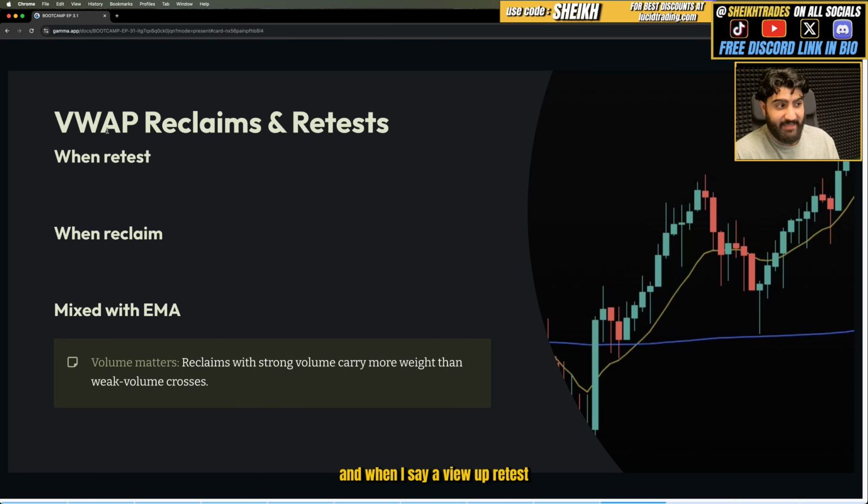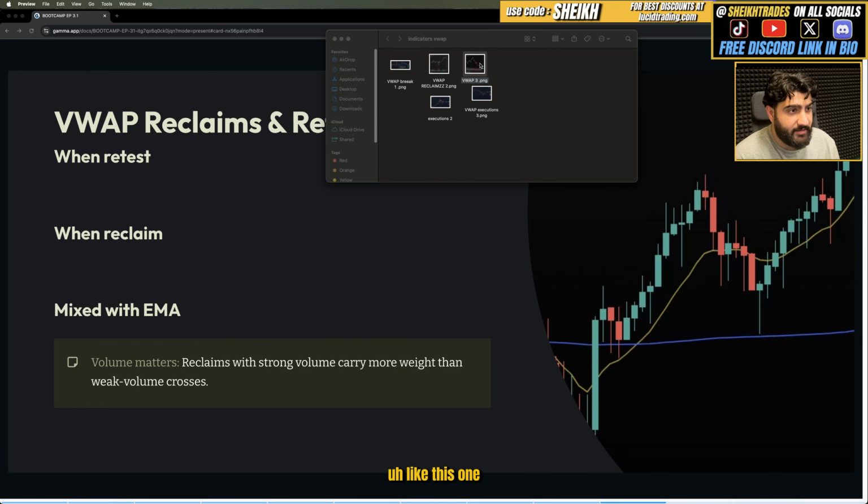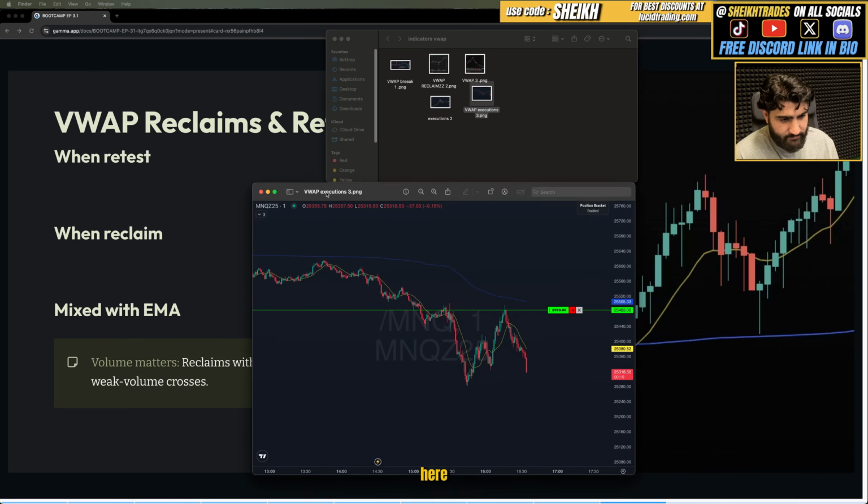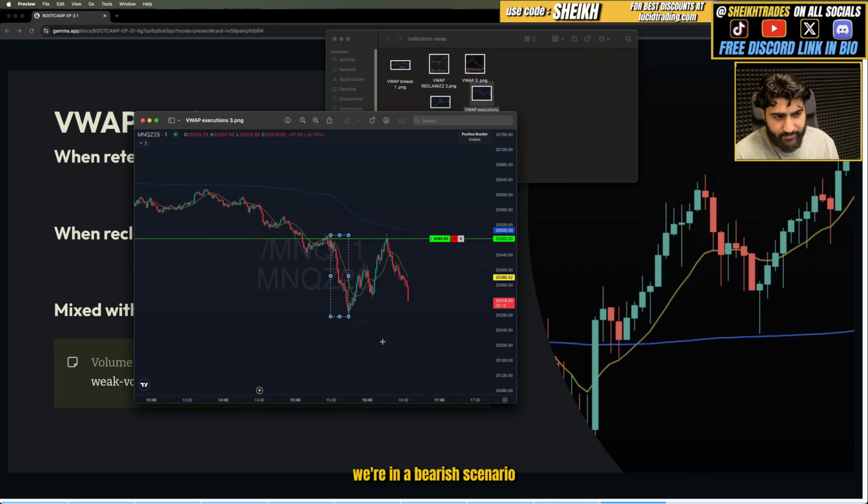And when I say a VWAP retest, in a bullish case, a VWAP retest is when it goes up, down, holds VWAP. As you can see, buyers are already stepping up, and then we move back up again. In a short scenario, it would have been vice versa, the opposite, where we're going down, go back into VWAP, just like the other example that I already showed you guys. Let me bring it back up again. Like this one, where in a bearish scenario, we move back to VWAP, we retest VWAP, and then we go back down again.